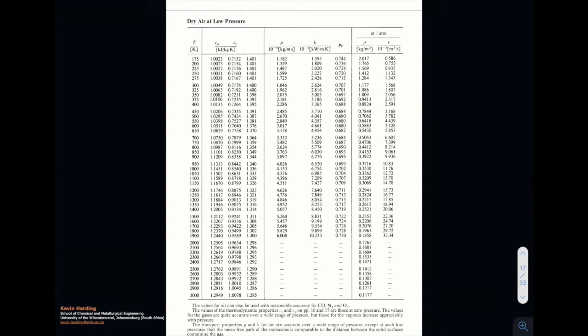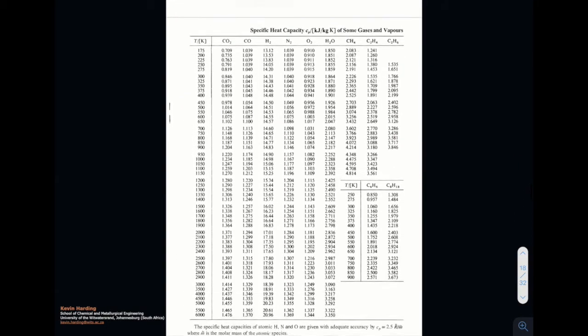We then move on to another section where we have information of dry air at low pressure. So we have a temperature from 175 to 3000, now this is Kelvin, so just make sure you see Kelvin and not degrees Celsius. You've got some CP values, some CV, again the viscosity and K, the Prandtl number, which we said we were going to ignore, as well as some other information on the right there for dry air at a low pressure.